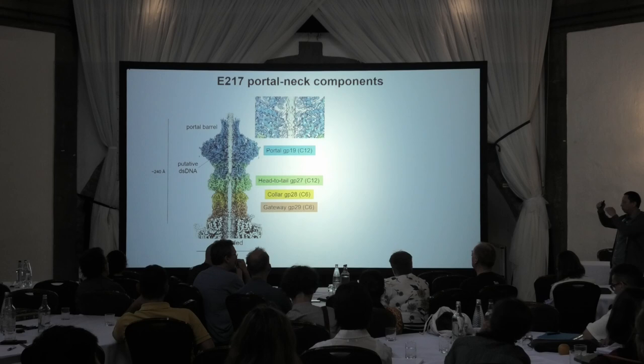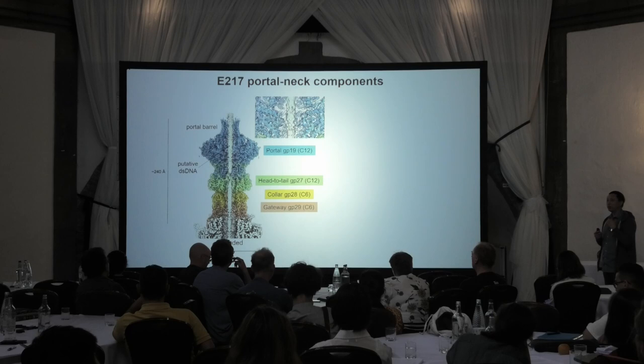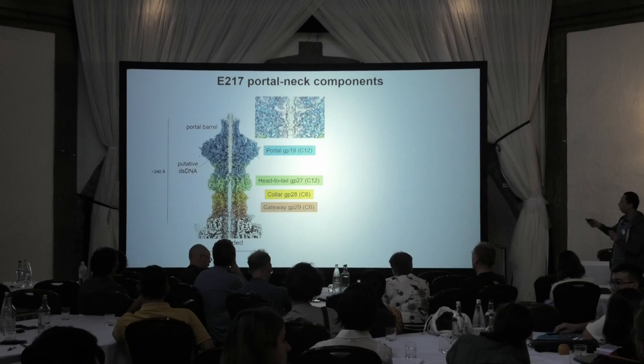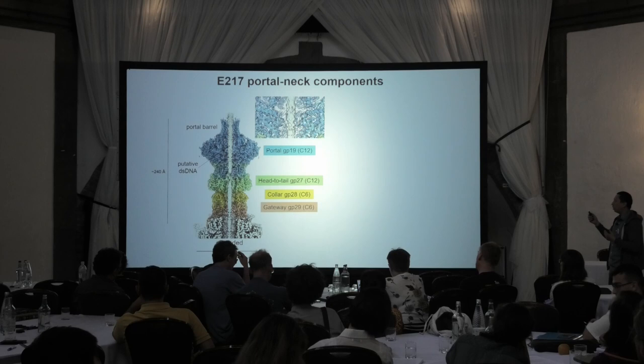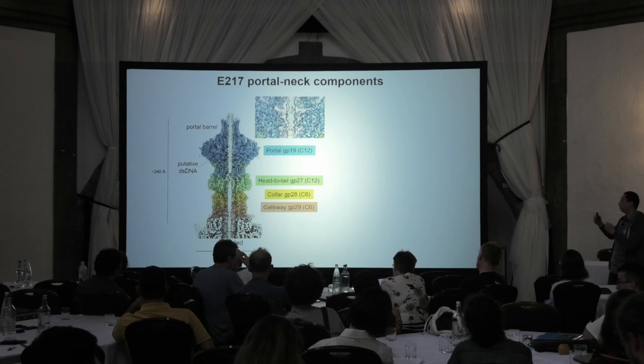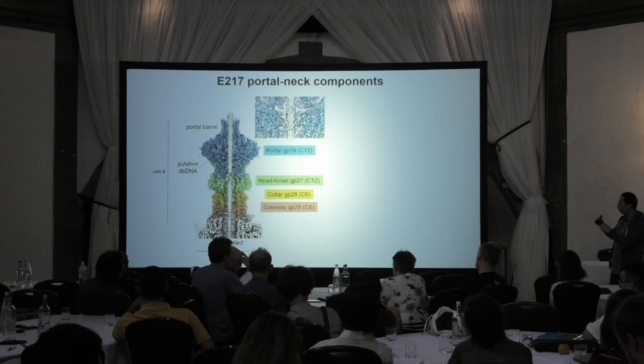So I'm just going to go from head, neck, and keep going down. The next thing is the neck portion. We have the portal protein, the dodecamer, and the tail. The green one is the dodecamer, and also the collar, the gateway collar. The collar is like the gap between the dodecamer and the gateway hexamer. Then the gateway directly contacts the sheath and the tube.